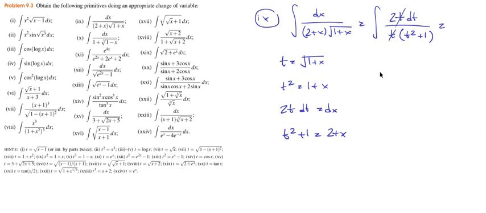T and t go away, so you have 2 times the arctangent of t, but t is just the square root of 1 plus x, plus c. Okay, that was easy.